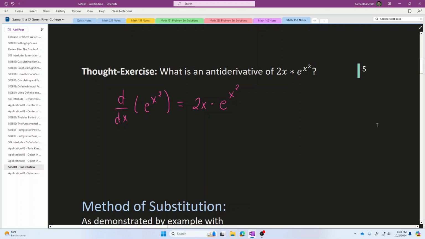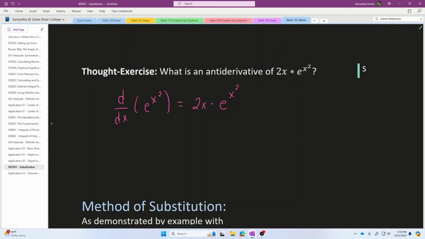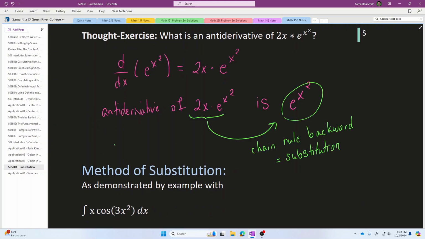And what we're going to be doing today, the method of substitution for finding antiderivatives, is basically chain rule in reverse. We are going to be looking at a product that probably came from applying chain rule to some function. And so we're going to be using chain rule backward to say that an antiderivative of something like 2x times e to the x squared is given by this original simpler function, in our case, e to the x squared.